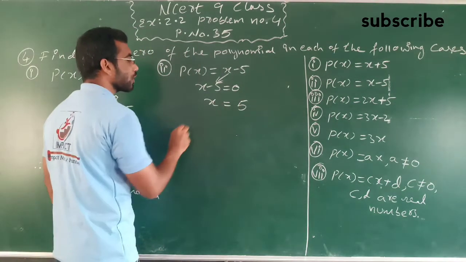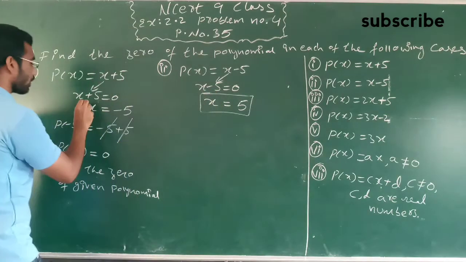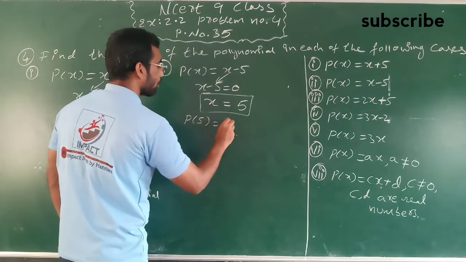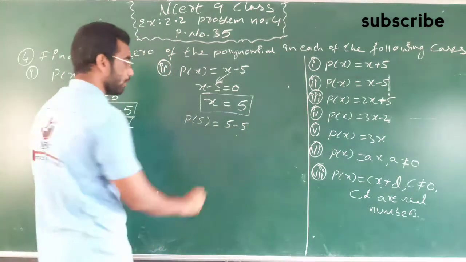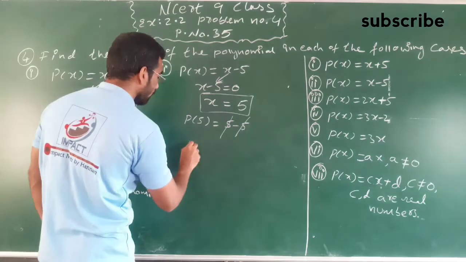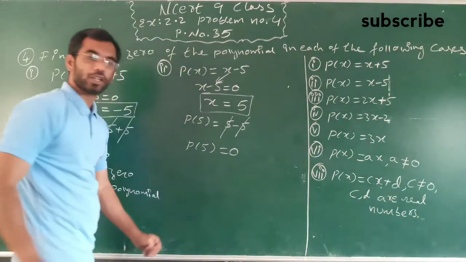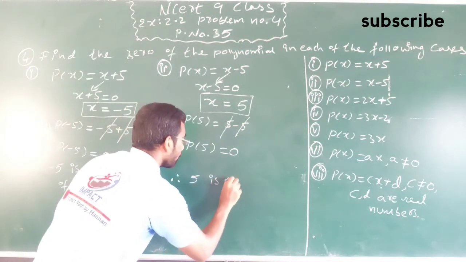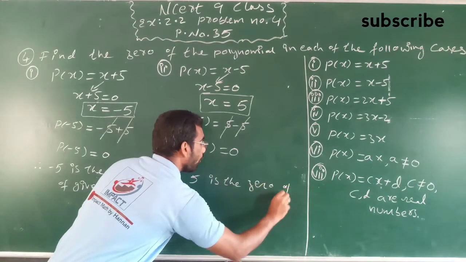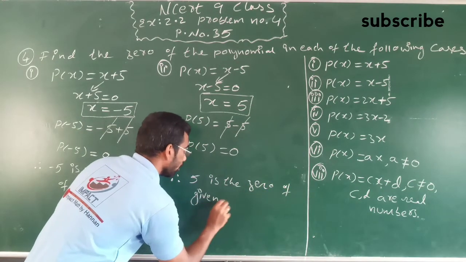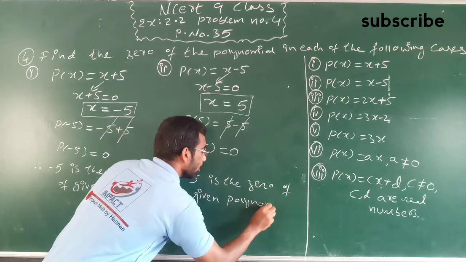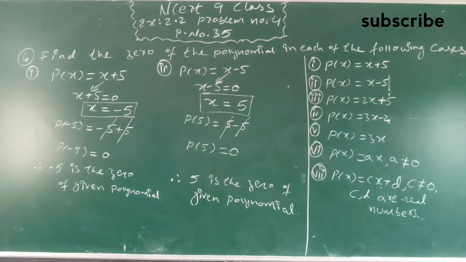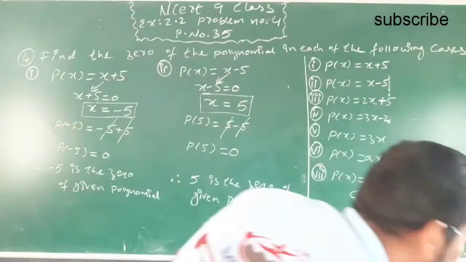Now we should substitute the value of x, that is 5, in the given polynomial. P of 5 is equal to 5 minus 5. Minus 5 cancels. What remains here? 0. Therefore, 5 is the zero of the given polynomial. Now we will go for the next question.